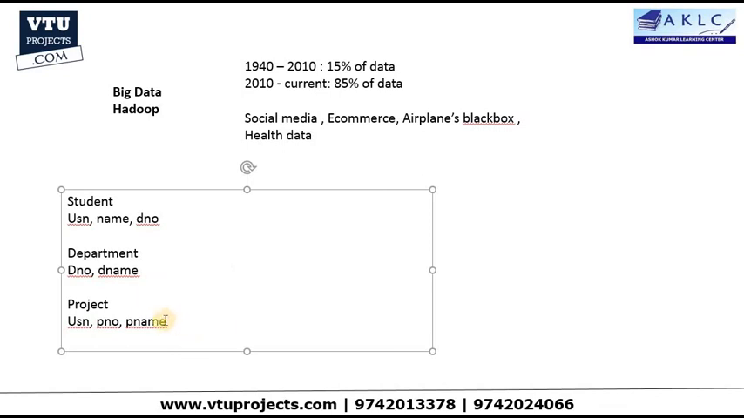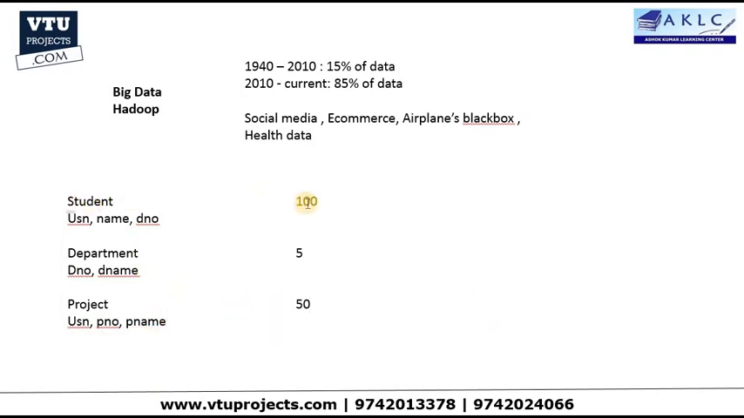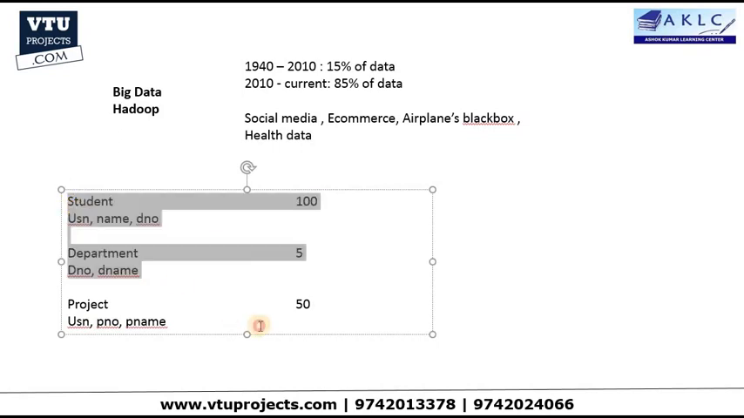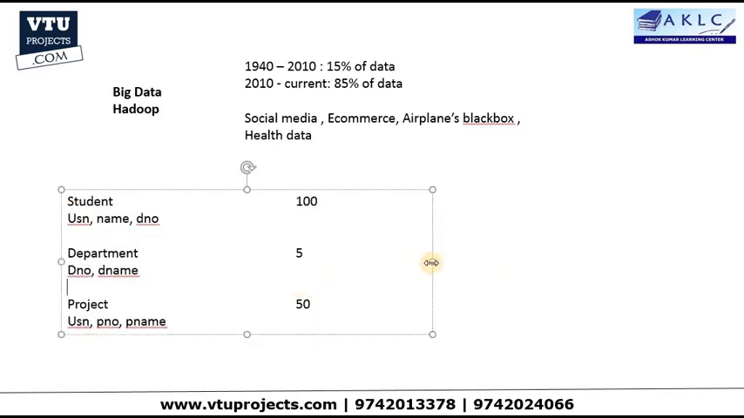Let us take a scenario. Assume that there are 100 students belonging to 5 departments: CS, IS, electronics, telecommunication, mechanical, something like that, and all 100 students are working on, say, 50 projects, assuming 2 students per project. So you can see 100 students' information has been spanned across the 3 tables. The example I have taken here is to prove that RDBMS is not at all suitable for processing huge amounts of data. Let us understand why.